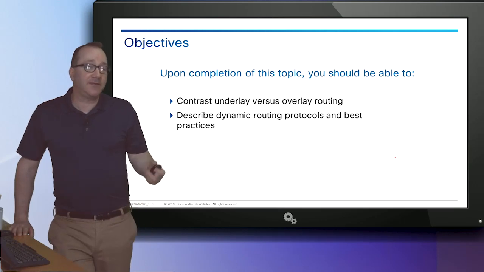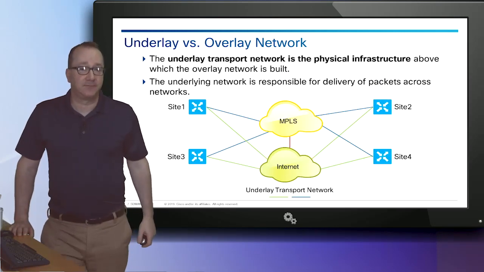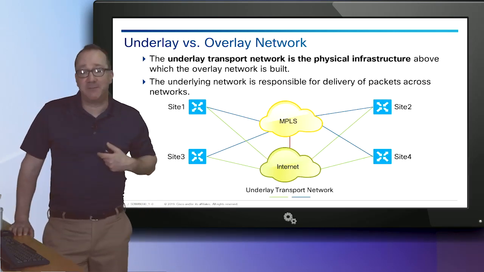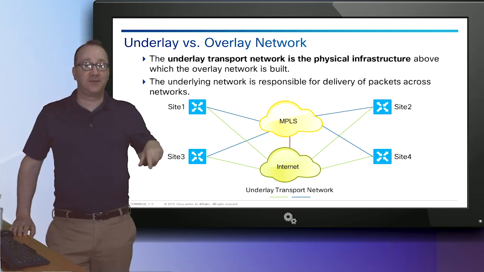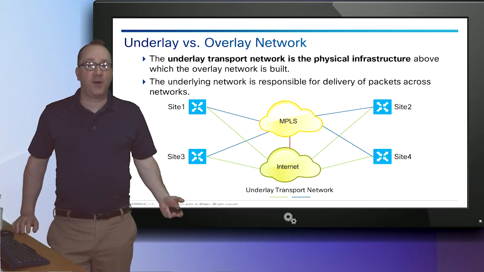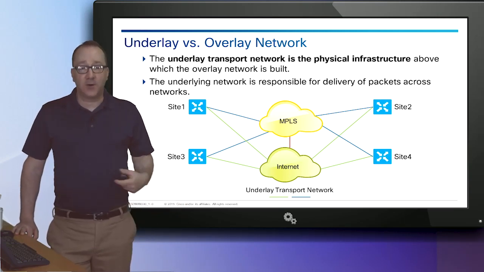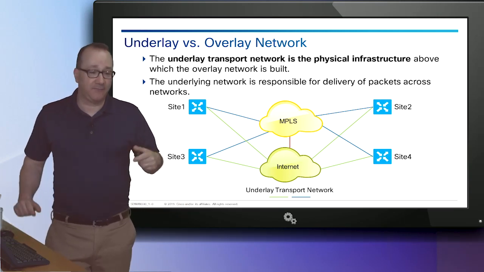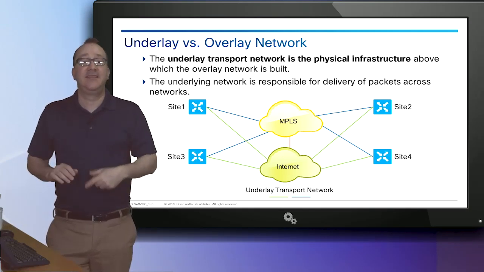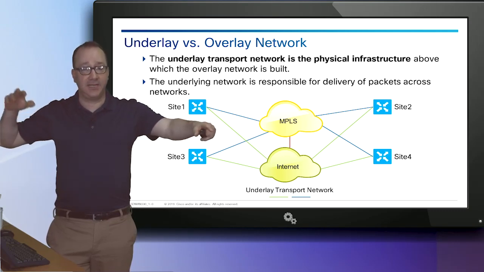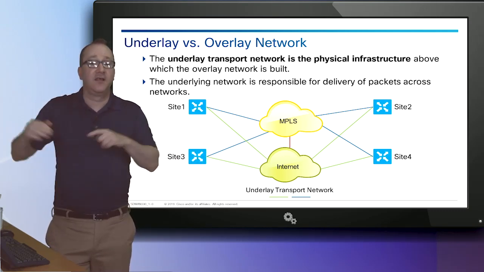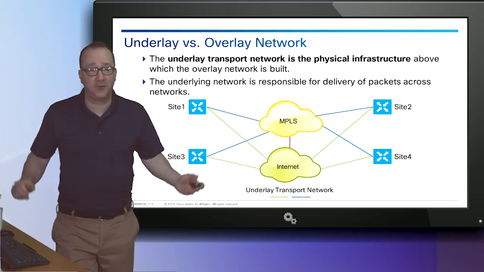Okay? And we're talking about the dynamic routing protocols and their best practices. So, as I've said before, and I'm going to say again, the underlay transport network is the physical infrastructure above which the overlay is built. Okay? So if I've got an MPLS connection from a vEdge device into a network, that's my underlay network. If that site connects me to other vEdge sites, I'm going to run an overlay network that's going to create the tunnels between those sites.